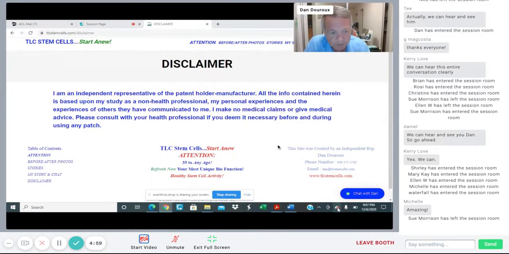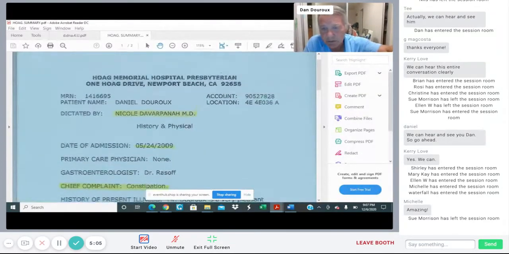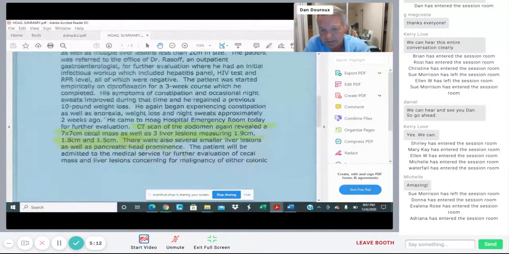I'm going to show you quickly my hospital report. I was in Hoag Hospital in Newport Beach. There it is. It was a very scary experience. I had a mass in my stomach.